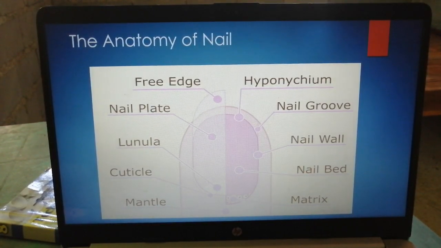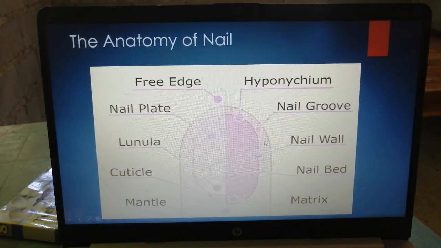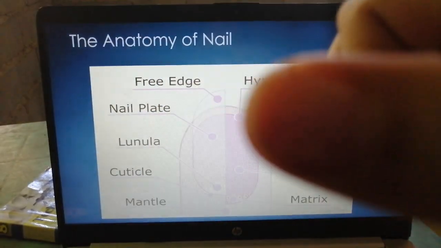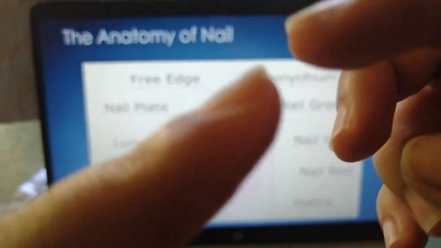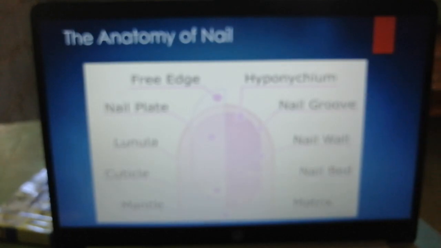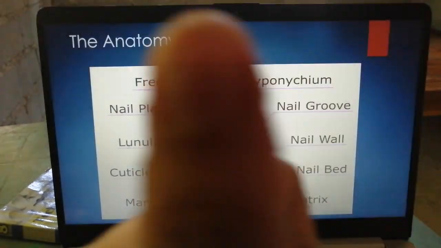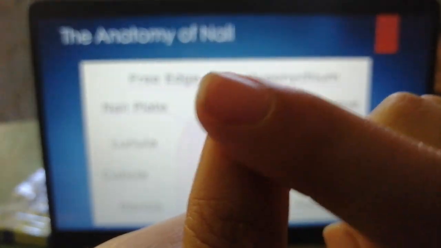So, pakitandaan mo mabuti kung ano yung different types or the anatomy of nail. So, this one is the free edge. Ito yung parang lampas ng kuko natin. Ipakita ko lang sa inyo. Yung lampas lang ng kuko, yung nakikita nyo, ito yung lampas ng kuko. Yan yung tinatawag natin na free edge. Tapos, next is nail plate. Nail plate, ito yung nasa taas. Taas lang ng kuko natin.